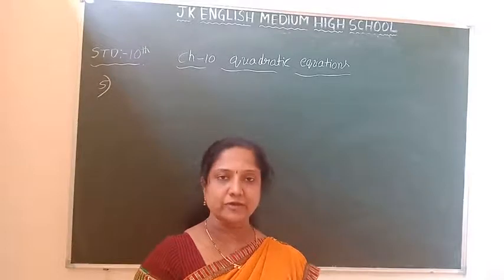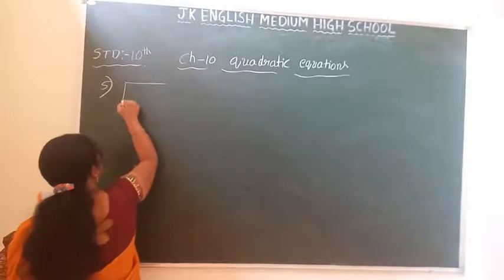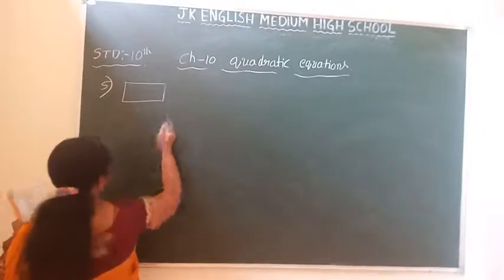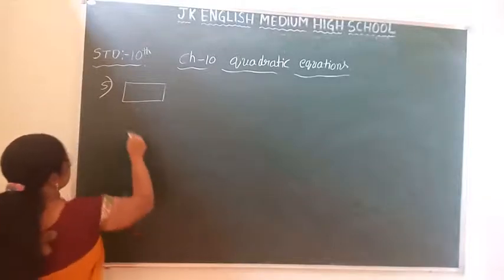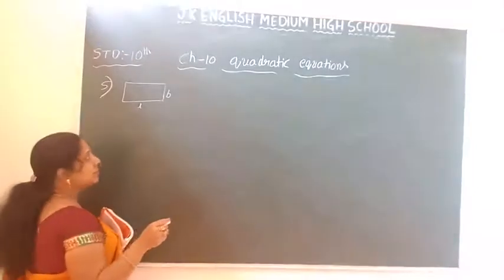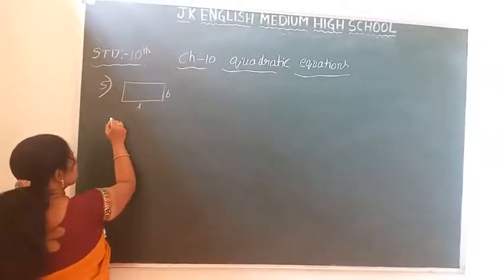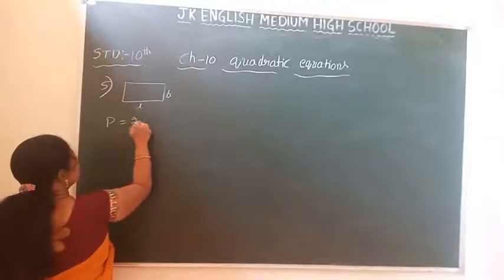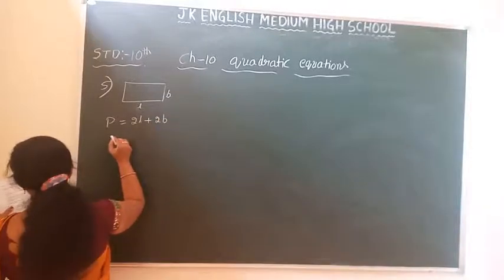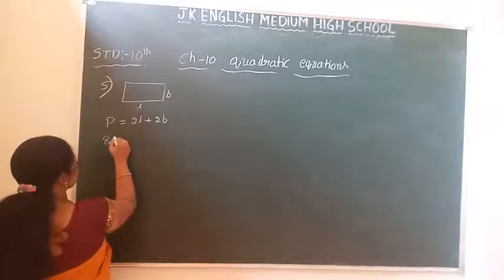So it is a rectangular park. Children, I will draw the diagram of the rectangular park, and the perimeter is equal to 80 meter. What is the formula? If this is length and this is breadth, what is the formula to find the perimeter of the rectangle, children? Perimeter is equal to 2l plus 2b. That is what they gave. So here the perimeter of this rectangular park is 80 meter.